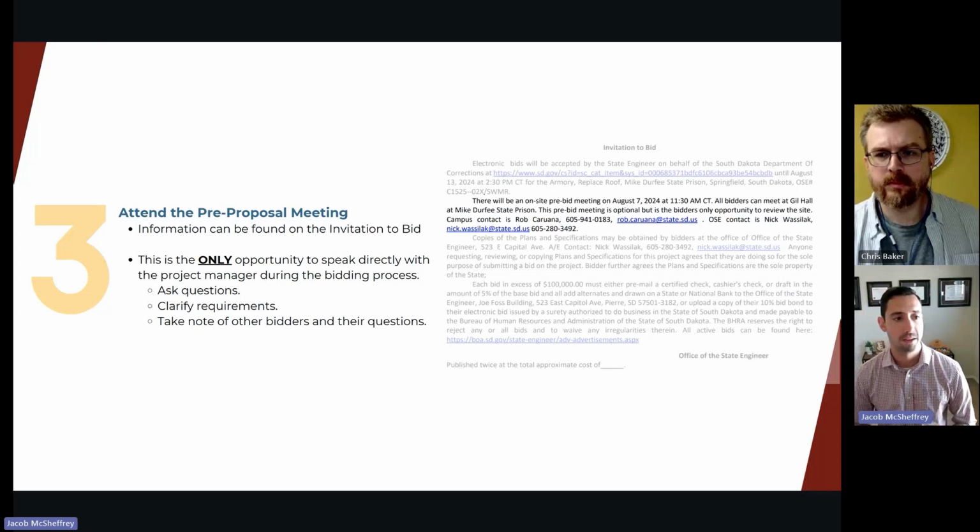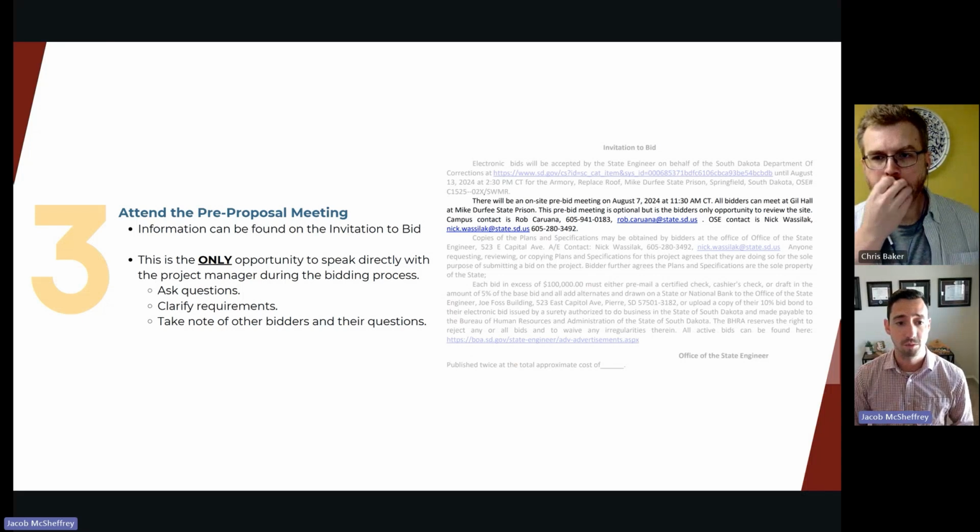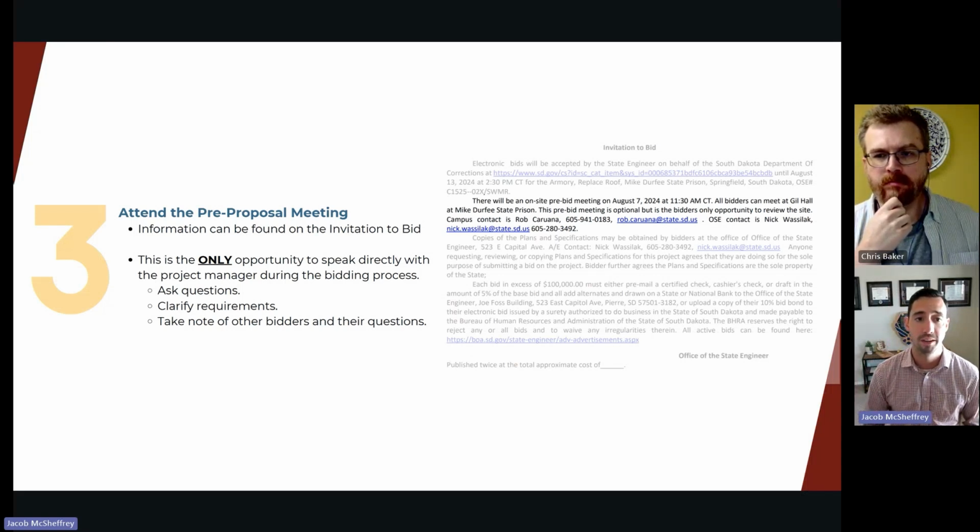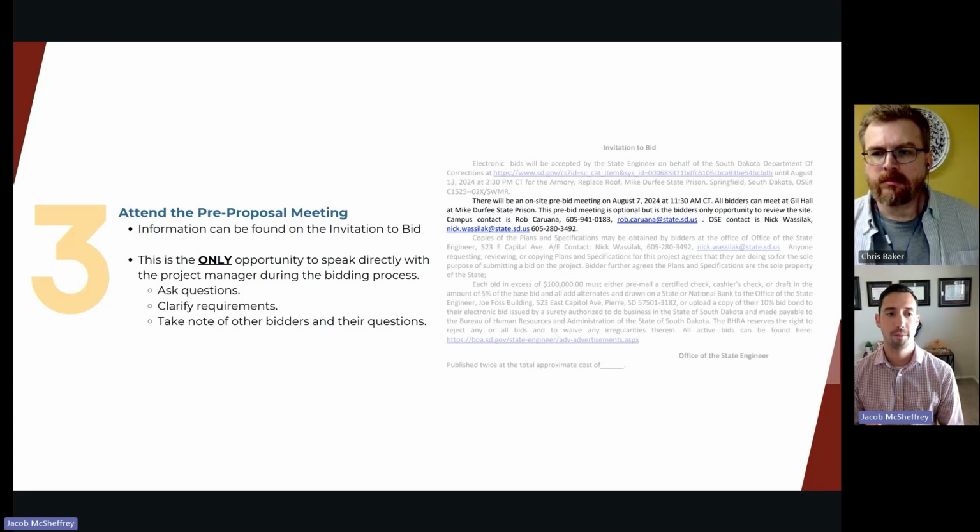Attend the pre-proposal meeting. Information can be found on the invitation to bid. Again, this RFP, this invitation, they can all look different depending on where you're submitting a proposal to. This is also from the Office of State Engineer. This is how their invitations to bid look. You can see the part here that says there will be an on-site pre-bid meeting on August 7, 2024 at 11:30 a.m. Central Time. This is always a good opportunity to meet, ask questions, get your name out there, and get a little bit more insider information on the parameters of the project.